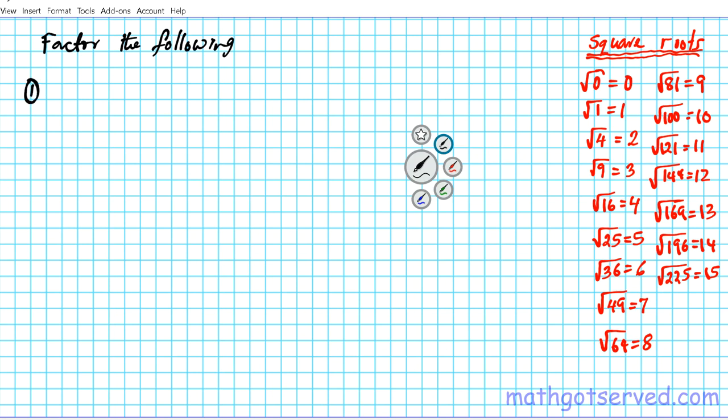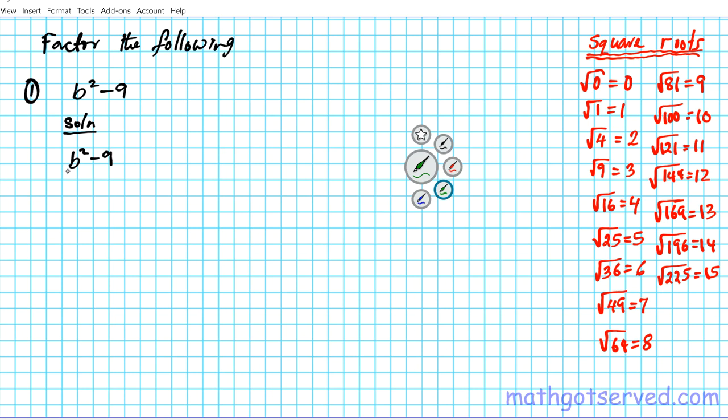Question number 1. Let's say we have b squared minus 9. The first question you want to ask yourself is: is this a difference of squares? Is b squared a square? Yes, because b is being squared. Is 9 a square? Absolutely, because 3 times 3, or 3 squared, is 9. So what do we do here?